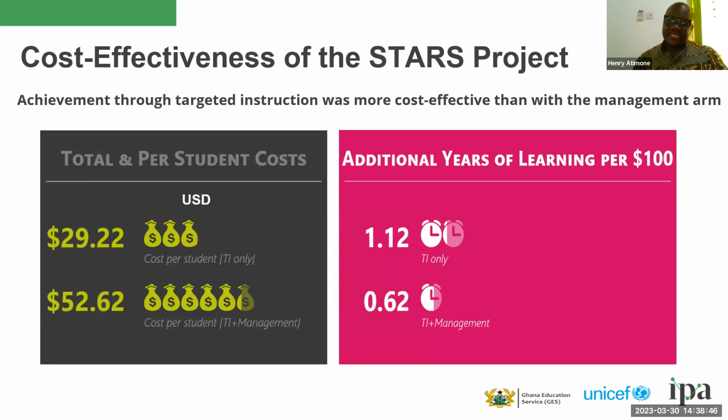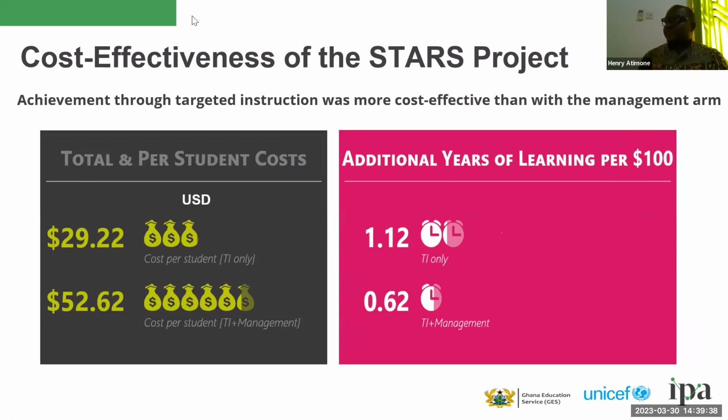So what is the cost effectiveness of targeted instruction alone as compared to targeted instruction with enhancement? Comparison of the program cost estimates with the estimated program impact gives measures of the cost effectiveness of the STARS program, to compare with alternative means of obtaining the same benefits. Notably, the STARS TI intervention improved student learning outcomes equivalent to an additional 1.1 years of learning for every $100 spent. Comparatively, STARS TI plus management improved student learning outcomes equivalent to 0.62 years of learning for every $100 spent.